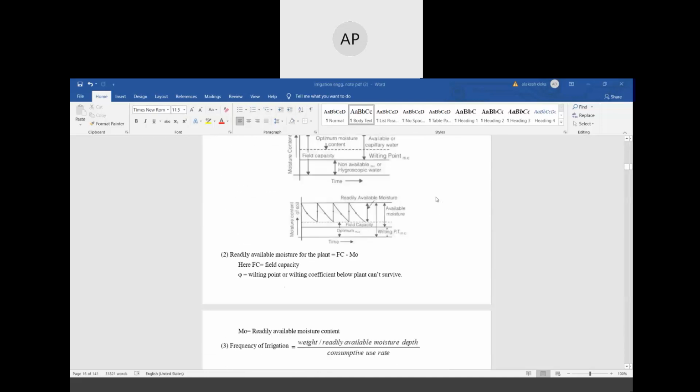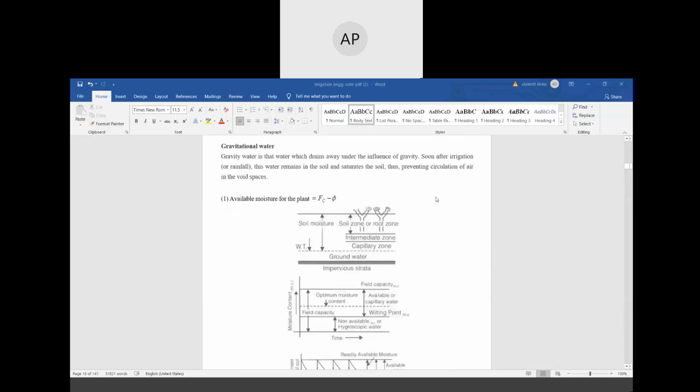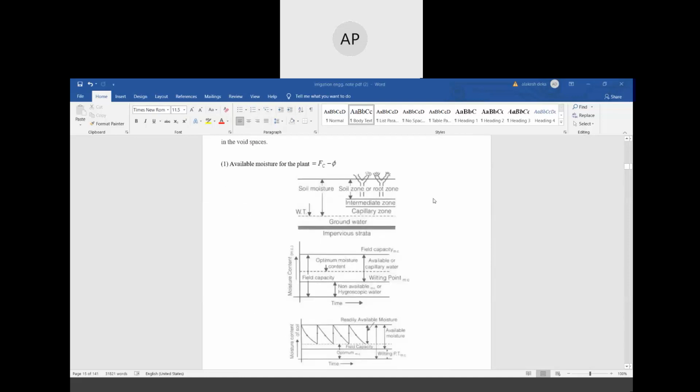Okay, there are some important points, important relationships between this water. Available moisture for the plant is FC minus PWP. So in the figure, you can see soil moisture, wilting point and groundwater. This is impervious layer, intermediate zone, capillary zone.